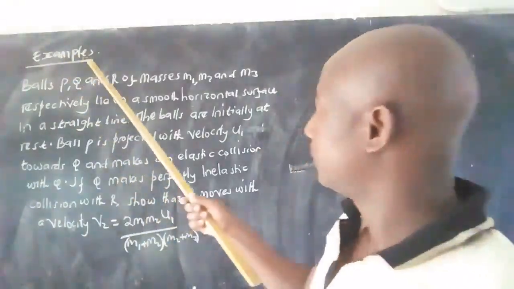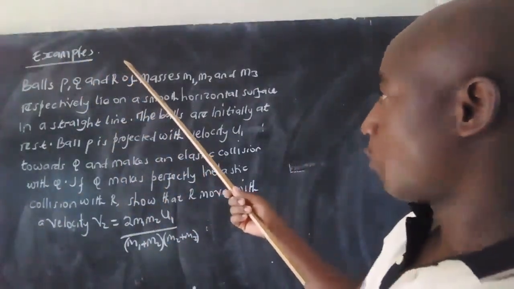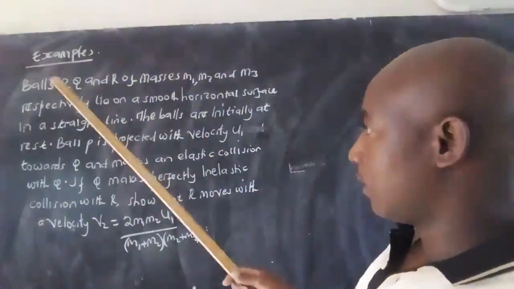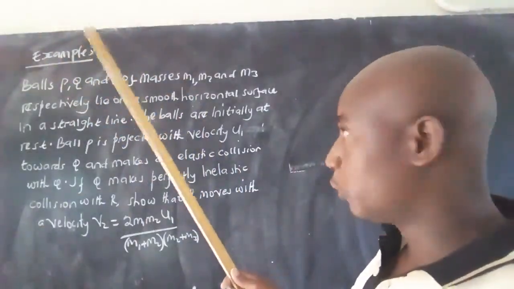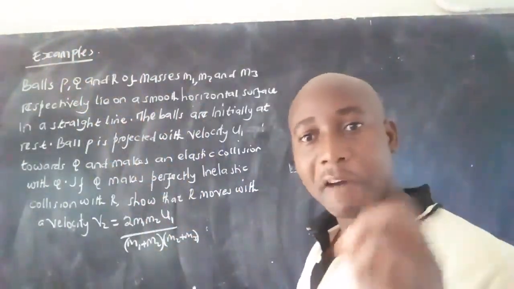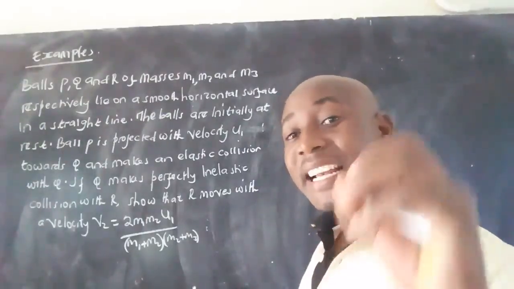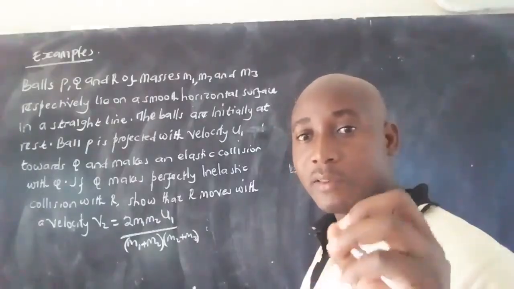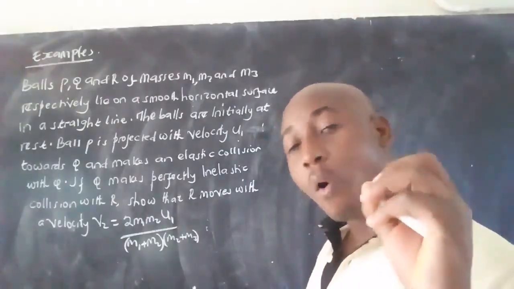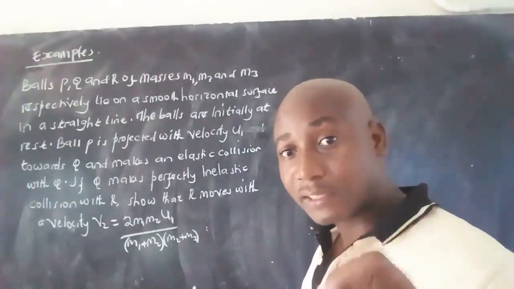An example concerning collisions, elastic and inelastic collisions. We say perfectly inelastic is when the bodies stick together. If they say inelastic, the bodies don't stick together, though kinetic energy is not conserved.